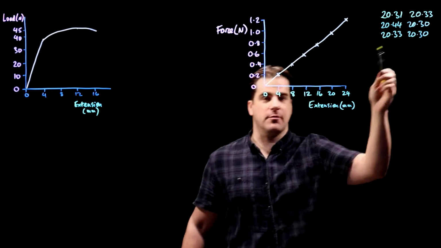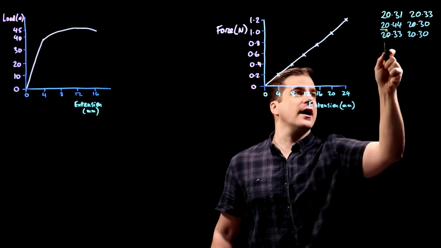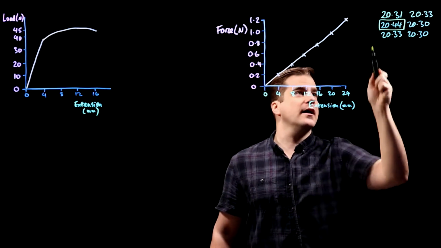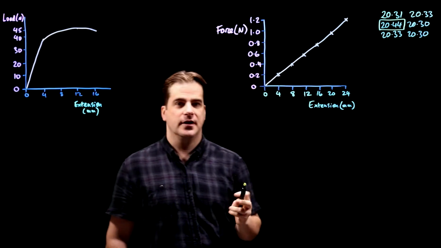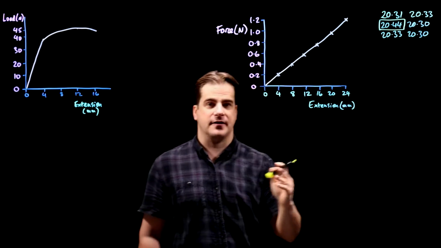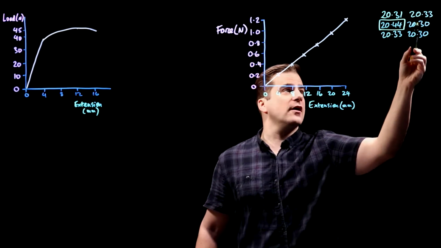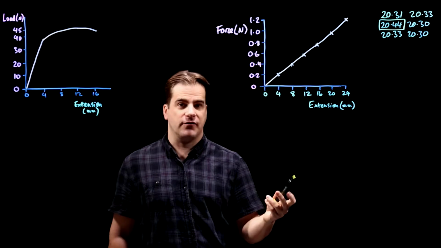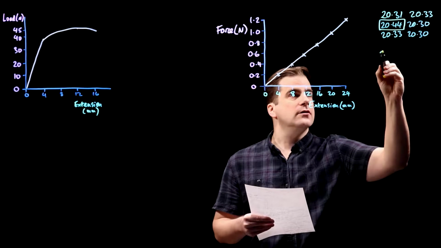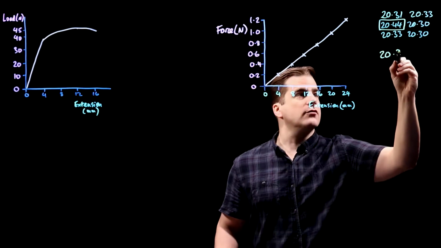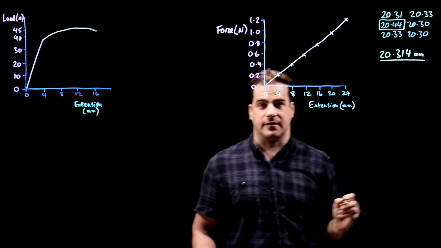One of these is probably anomalous. And if we look, yes, we have one there, 20.44, which is significantly different from the other 5. So they're looking for you to spot that and not use it in the calculation. So what you have to do is add up the other 5 and divide by 5 to get the average. And when you do that, you get 20.314 millimeters. And that's the correct answer.